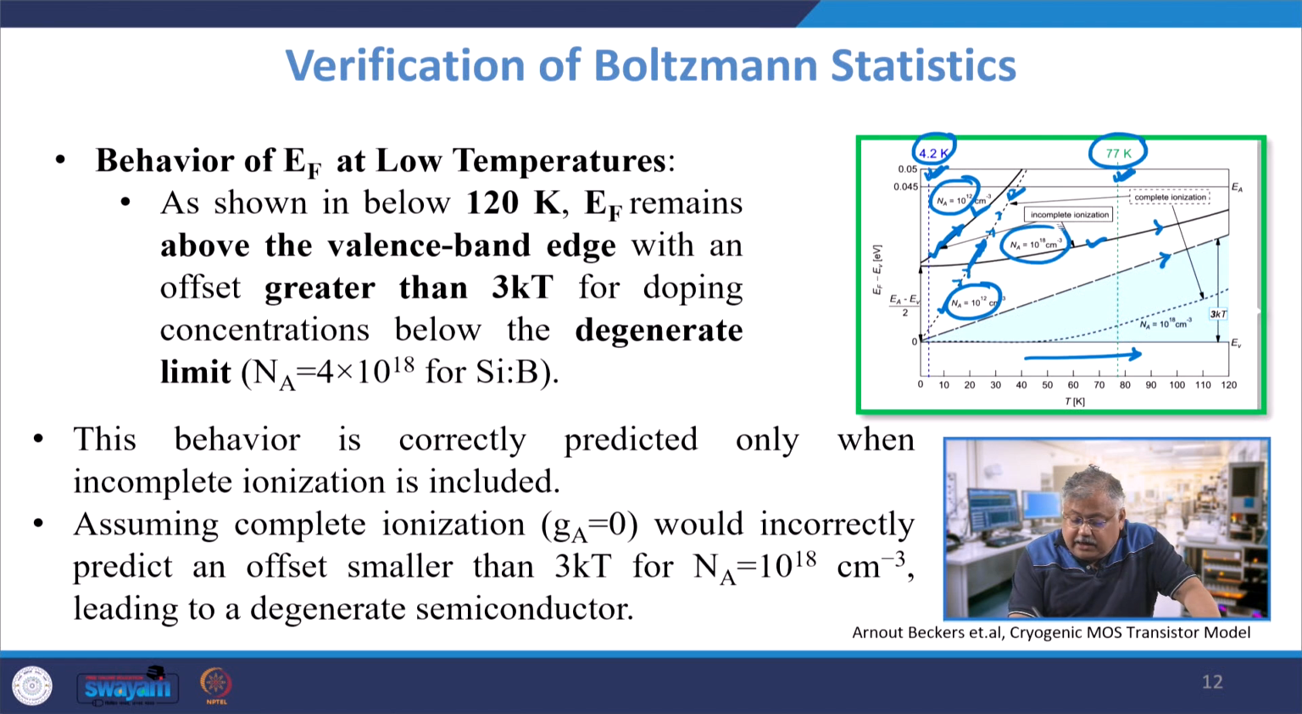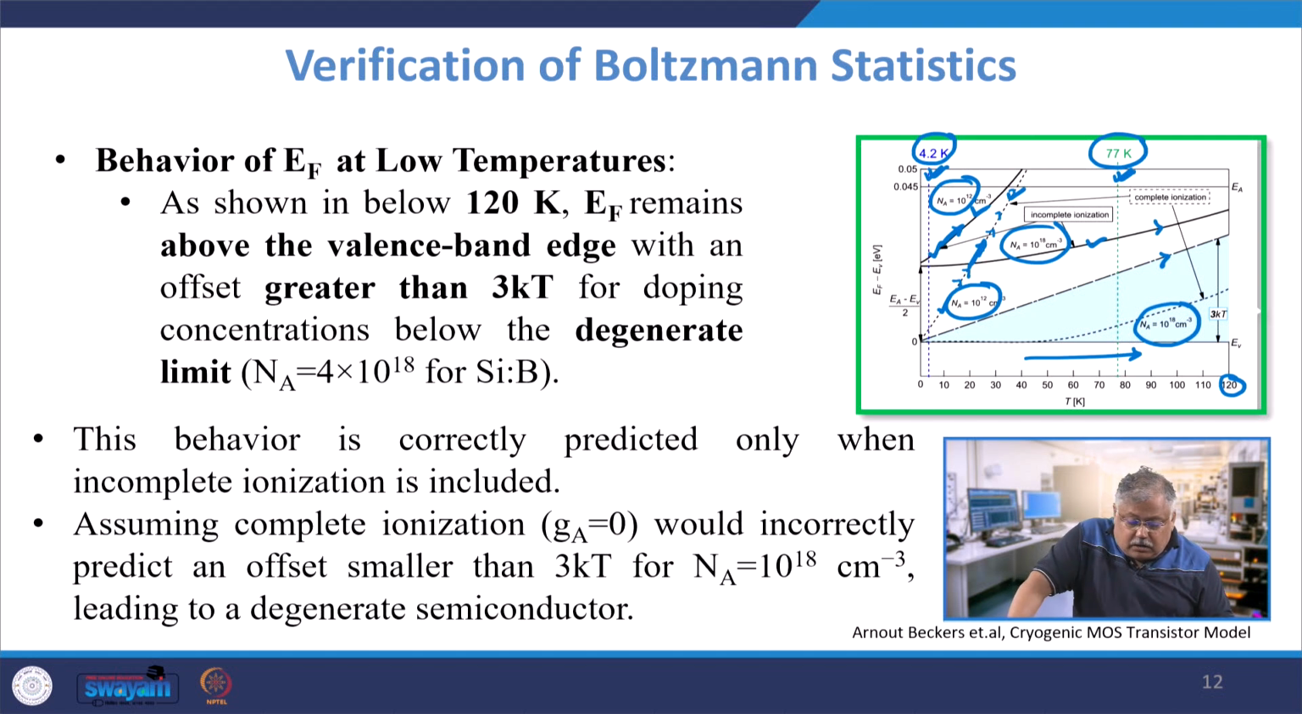Now I have 10 to the power 18 and I have 10 to the power 18 here. For complete ionization, this is shown here, and it is interesting that they go on increasing above. Now as you can see here, at 120 Kelvin, the Fermi level EF which you have found out remains above the valence band edge with an offset of approximately 3 kT. Which means that if you dope with boron at 4 into 10 to the power 18 species per centimeter cube, typically at 120 Kelvin the Fermi level lies approximately 3 kT above the baseline.